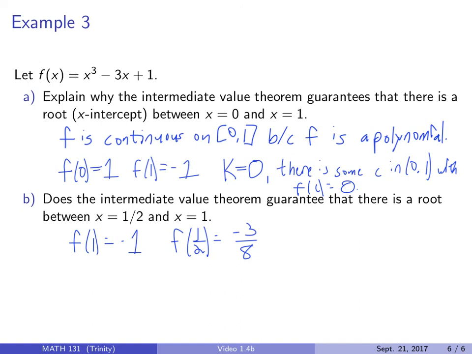So when my function is continuous on a closed interval, I have the extreme value theorem and the intermediate value theorem from which I can gather more information about the functions.